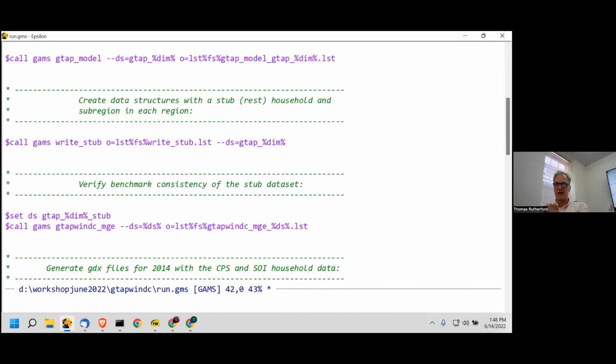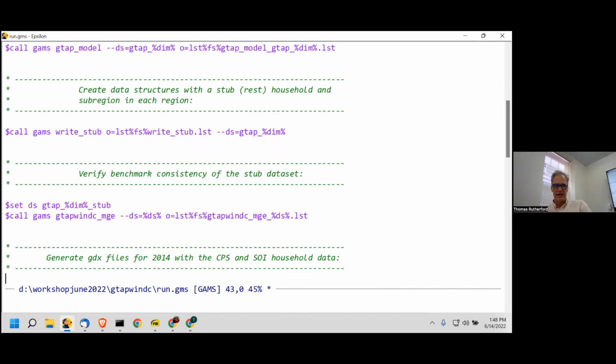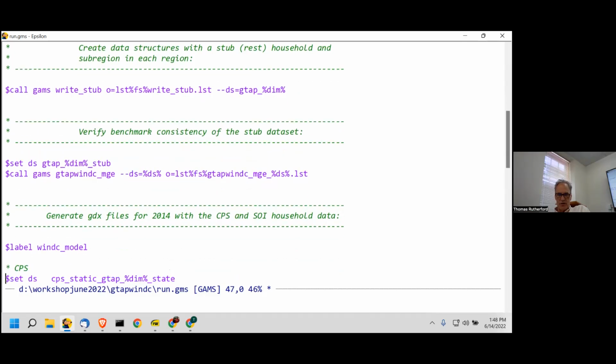So there's the GTAP model. We write out a stub model where we basically create a default sort of rest of house sub-region in each region. So we basically add some sectors to that. And then I say, okay, if I have a stub model where all the regions in the GTAP model have a separate regionalization, can we solve that? And that's verifying that our handoff worked at that point.